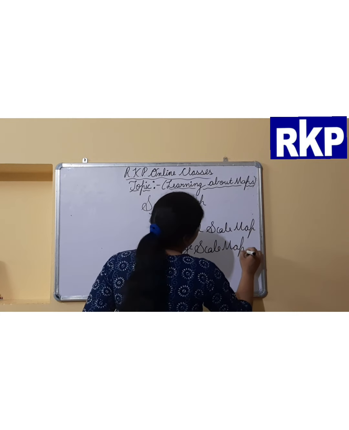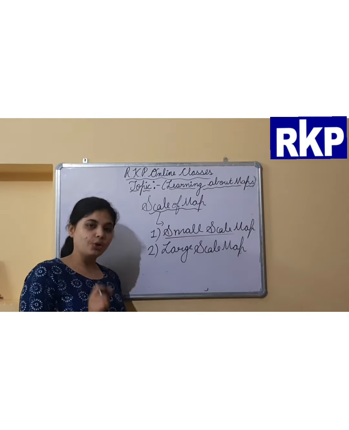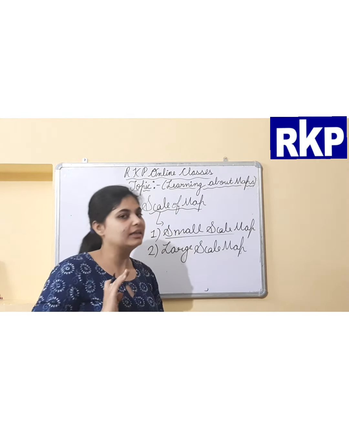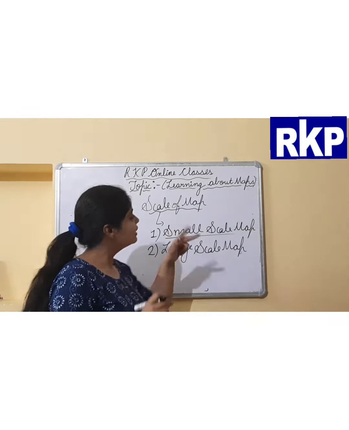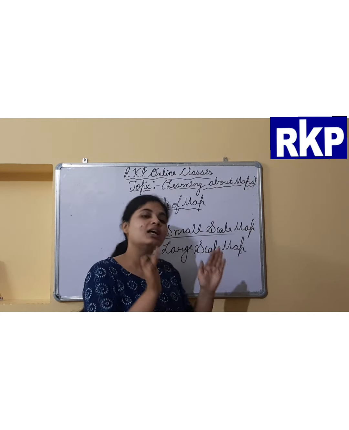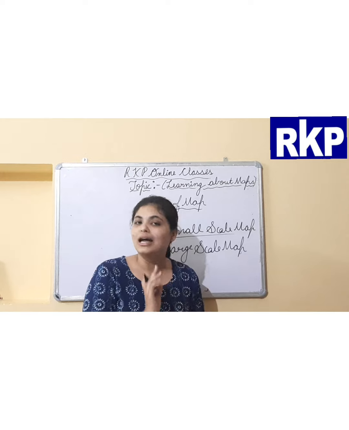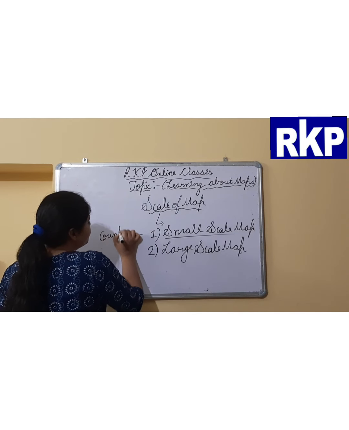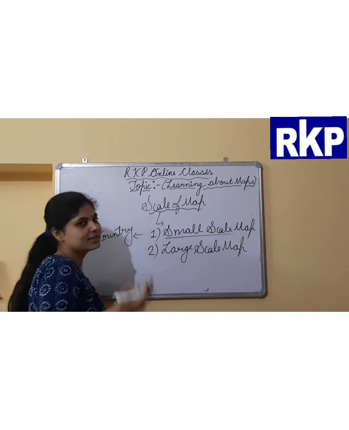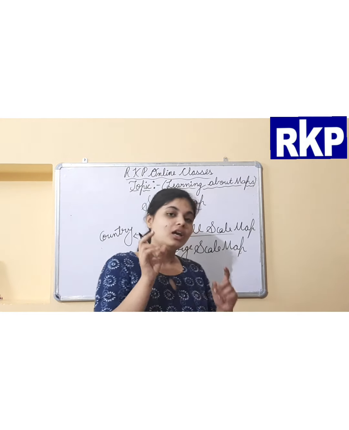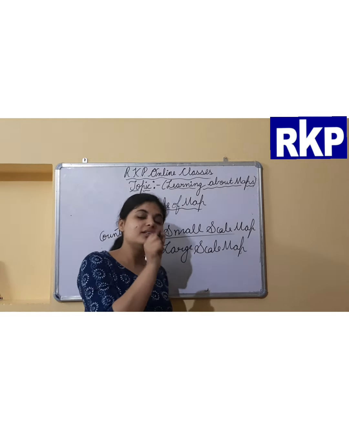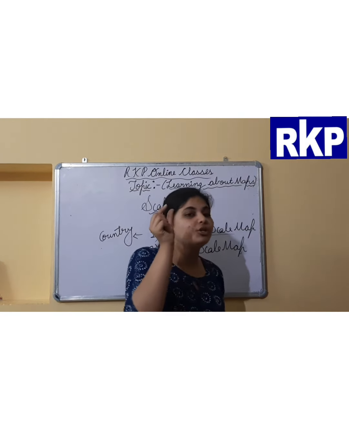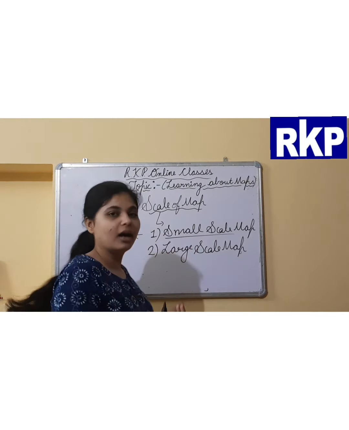See, a small scale map shows little detail about a larger area, like a country. As you must have seen in a political map, let's take the example of the political map of India. It shows little information. Small scale maps are those maps that show little information about a larger area like a country.